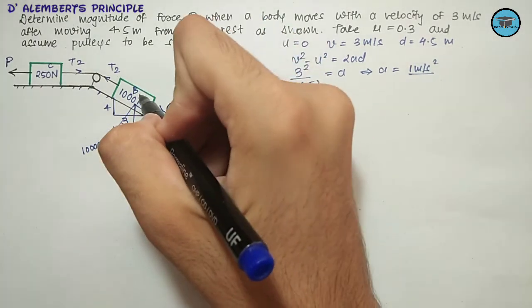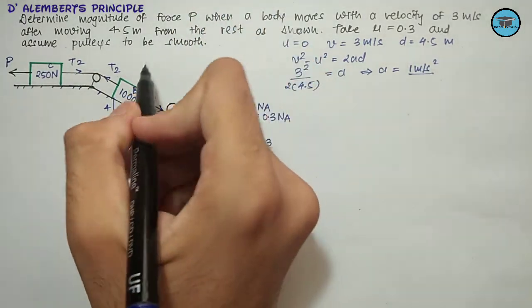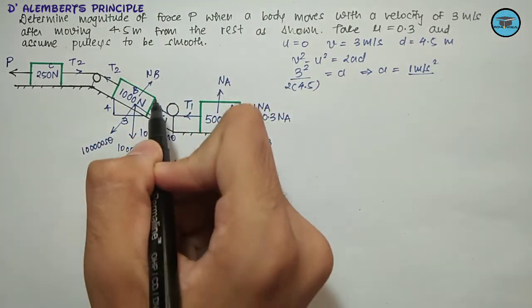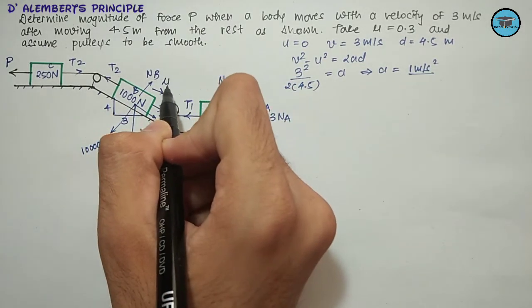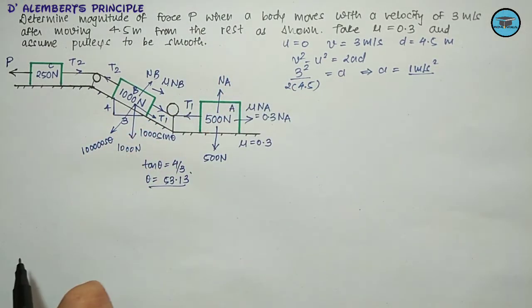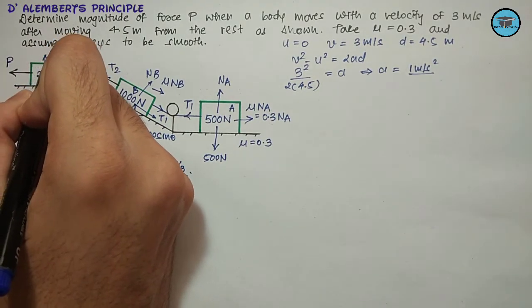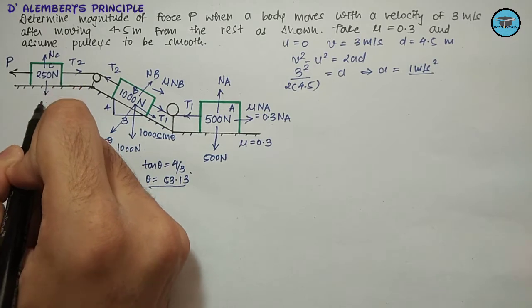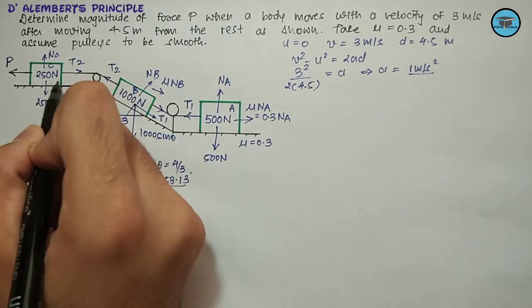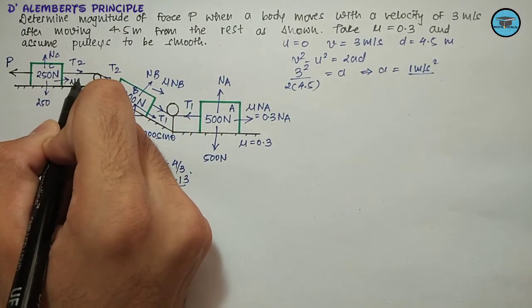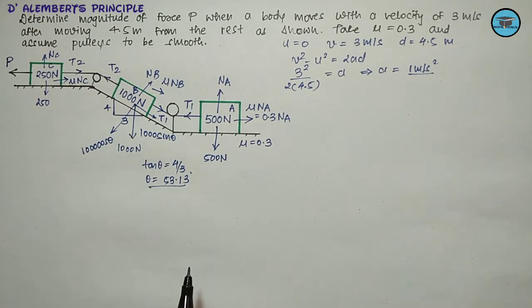There will be reaction NB, and the frictional force acts in this direction with magnitude mu NB. Similarly for block C, the reaction NC acts in this direction, the weight acts in this direction, and the frictional force acts in this direction with magnitude mu into NC.